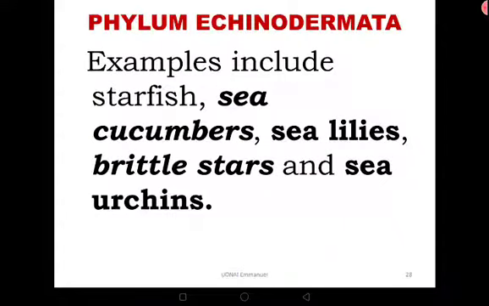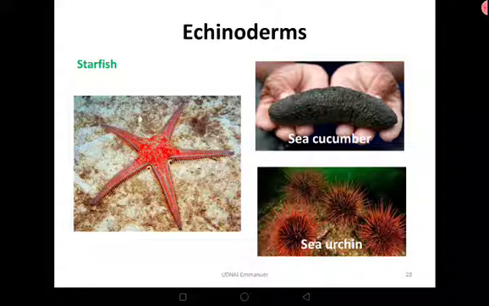So the examples include the sea cucumbers. Probably you must have eaten the garden cucumber. Yes, you bought it from the market and ate it. Well, there is another echinoderm that looks exactly like that, although it is an animal in this case. It has spines on its body, but it has the same shape as the cucumbers in the market. The others are called the sea lilies, the brittle stars, the sea urchins, and the starfish. Those are the members of phylum Echinodermata.